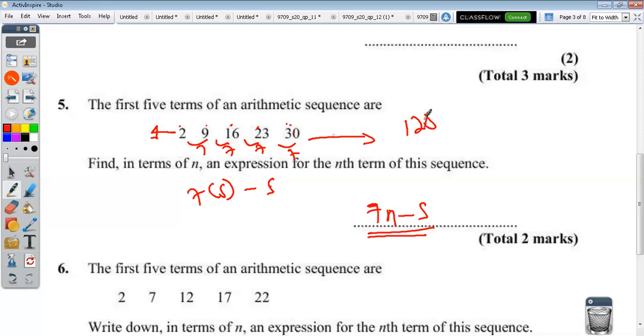Now if they say find the 128th term, you can't be in an exam trying to add 7. You have to be smart, you use this formula. So the 128th term means when n is equal to 128. So I go to this formula and say 7 multiplied by 128, that's my value for n, minus 5. Clear? So that formula, you can use it to find any term in your sequence.